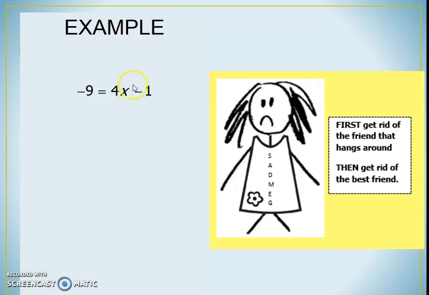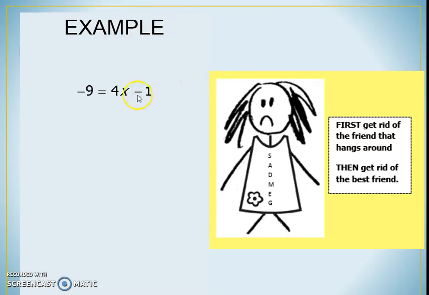So if you look here, this -1 is your constant. It's your friend that hangs around and is constantly annoying. We want to get rid of our friend so that we can tell our best friend, the variable, the secret. Because remember, we are trying to isolate our variable or get it alone. So in solving this equation, let's first get rid of the friend by doing the opposite operation.